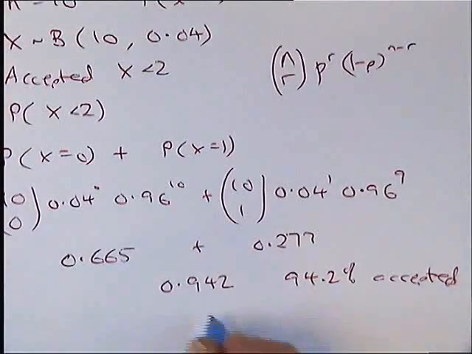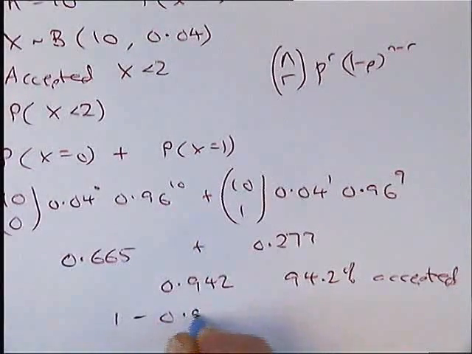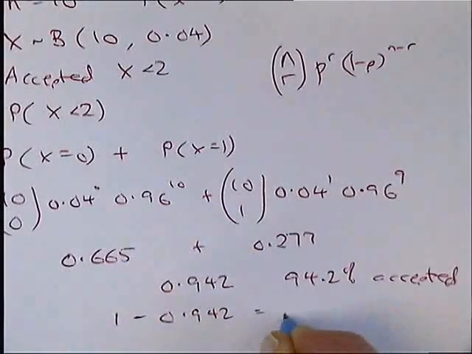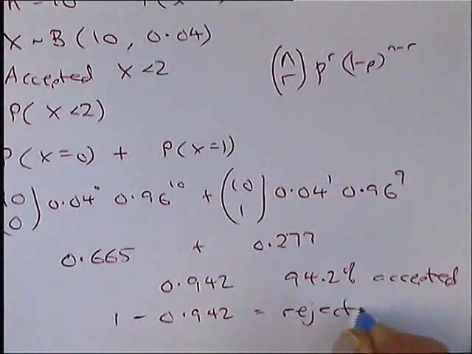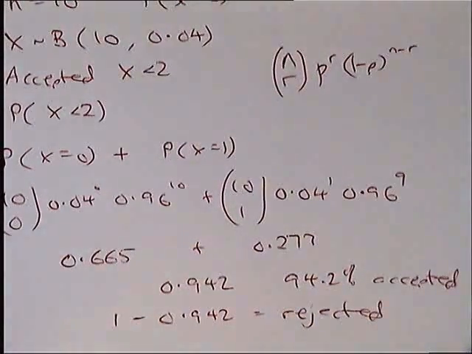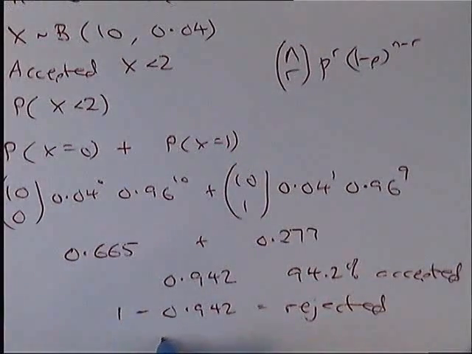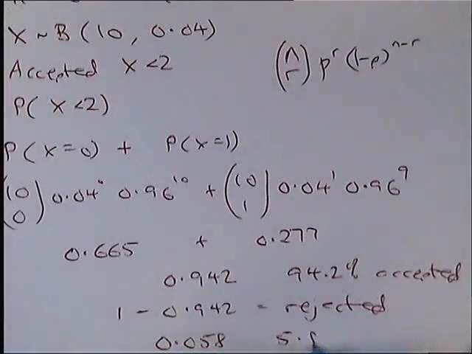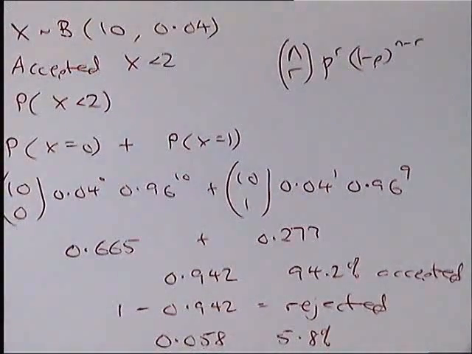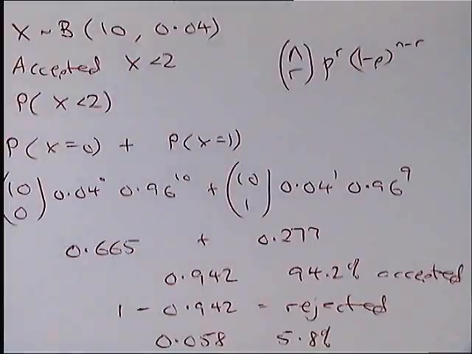But remember, in this question they're actually asking us about the proportion that will be rejected, which is the rest. So if I take that probability away from 1, I will get the probability of those that are rejected. If I take that away from 1, I get 0.058, which is the same as 5.8%. So in part A it was 7%, and now it's dropped to 5.8%.